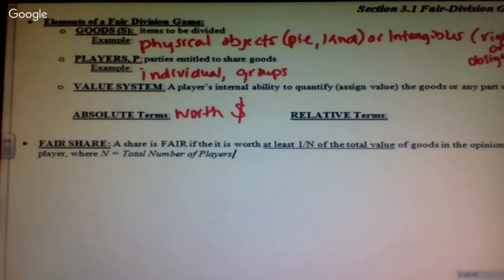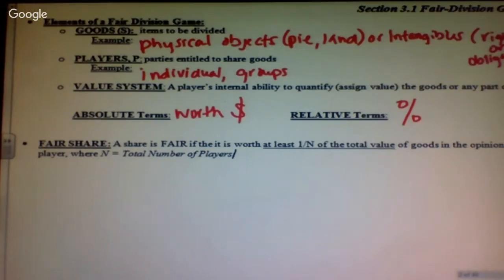Give it a 32. If we're talking relative terms, we're talking percentage. Obviously, what you like more is going to have a higher percentage. What you like less is going to have a smaller one.